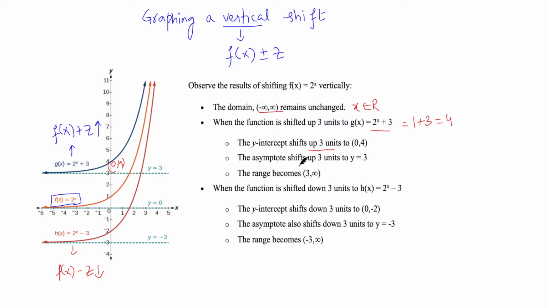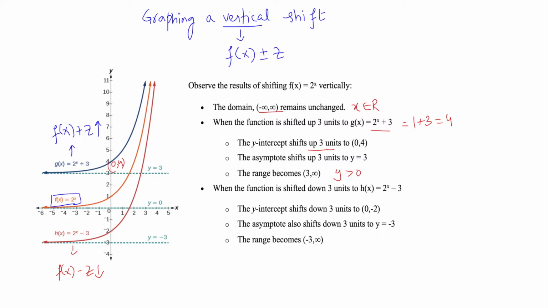So please remember that. The asymptote also shifts up 3 units. So the asymptote will now be y equals 3. This graph will approach this line but will never touch it. That is the reason the range becomes y is greater than 3.